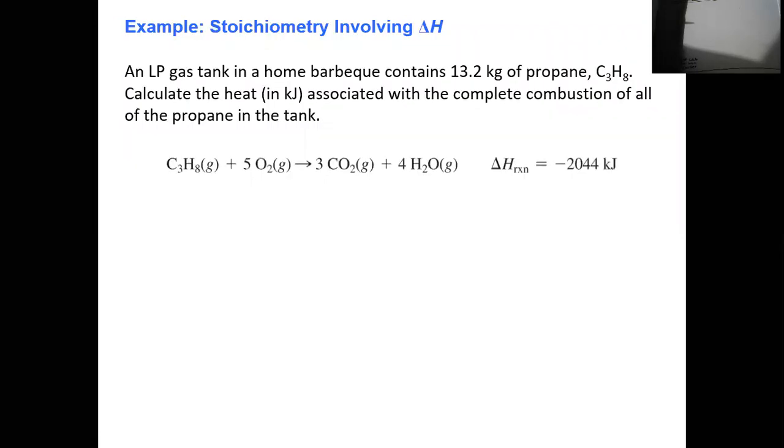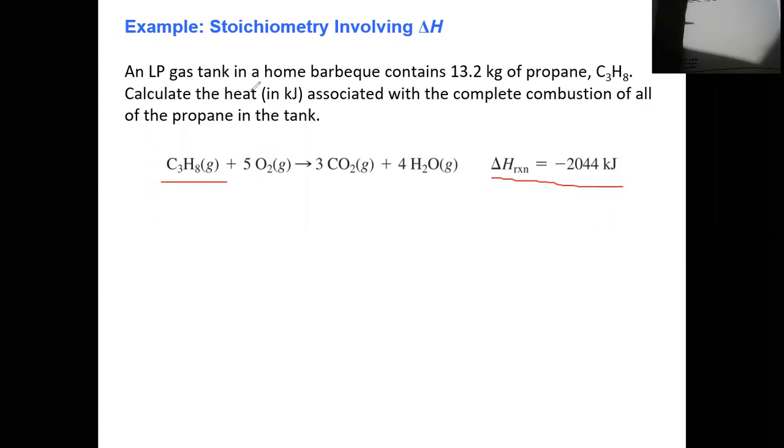All right, so let's look at this. An LP gas tank in a home barbecue contains 13.2 kilograms of propane. Calculate the heat in kilojoules associated with the complete combustion of all the propane in the tank. All right, so I have 13.2 kilograms of propane, and I want to know how much heat it would produce if I burned it all. And what I know is that for every 1 mole of propane, I'm going to release this much heat.